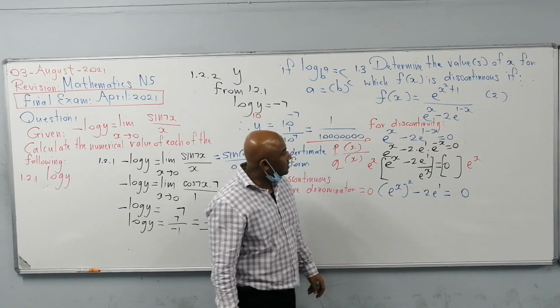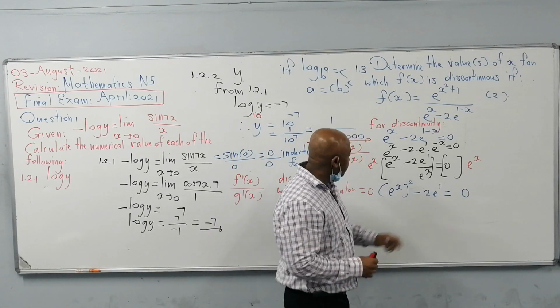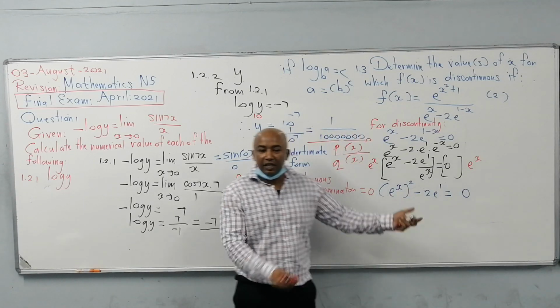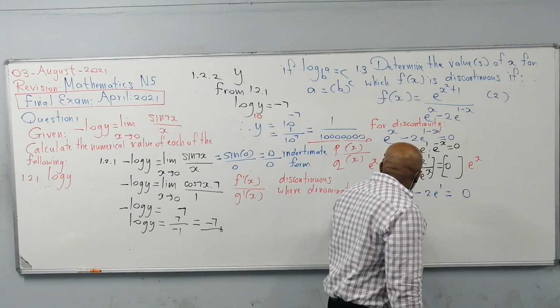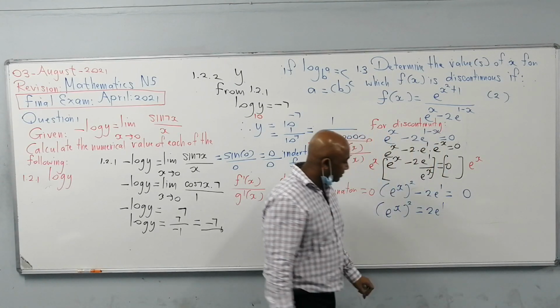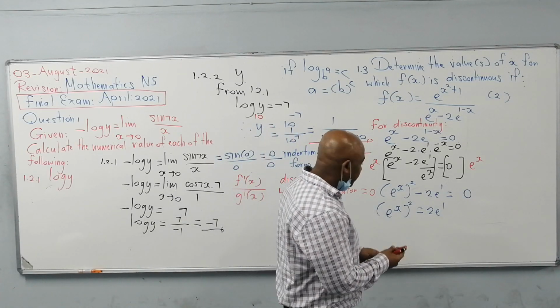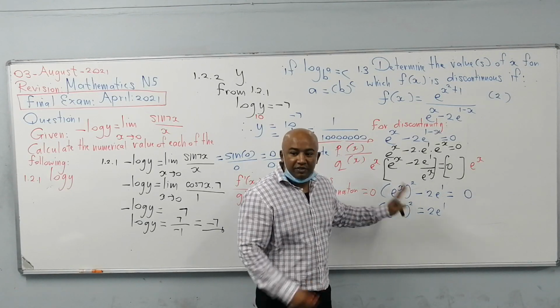Now, let's see what happens here. I'm solving for x, so let me isolate this term. So this will be e to the power x all squared is equal to 2e to the power 1. Now, we have a square.